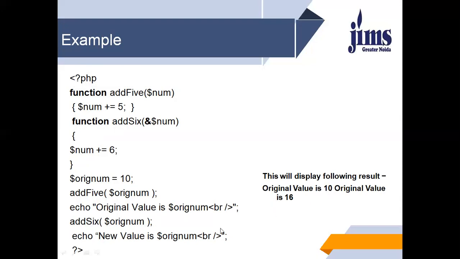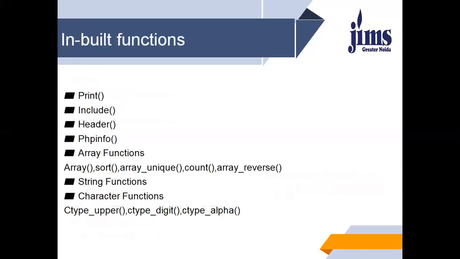Then when you call add6 and pass the original number, since you are using call by reference, you have used the ampersand sign before $num, so it will actually work on the original variable. So it will add 6 and the output will be: the new value is 16.